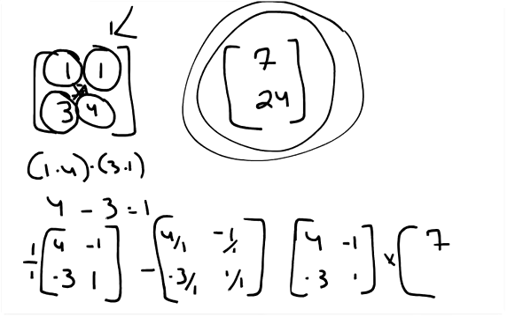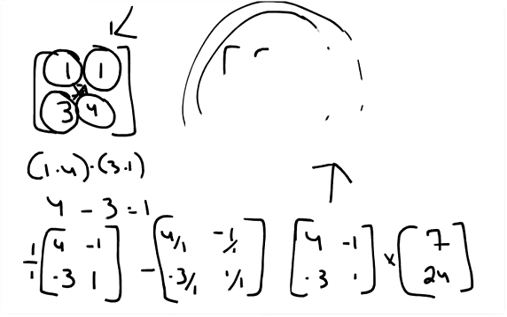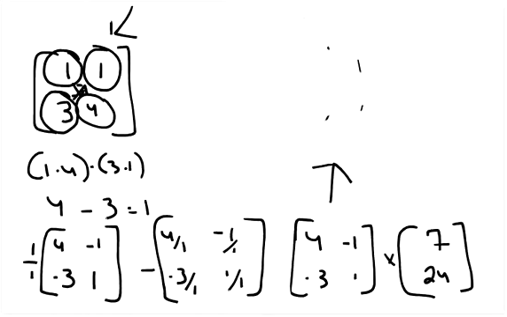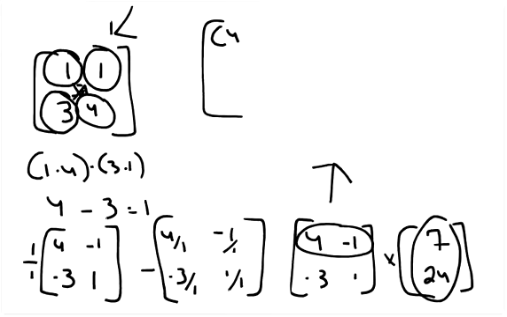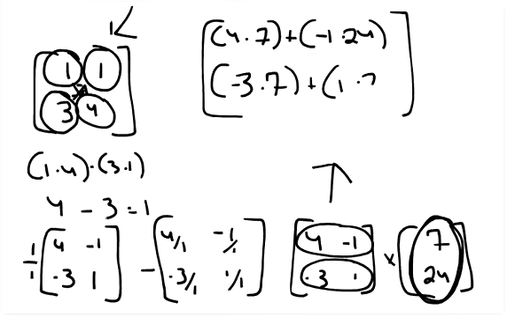So, 7, 24. And now we're going to put our answer up here. Let me give myself some room. Alright, so here's what we do. If you guys don't remember, we would multiply rows times columns. So this would be 4 times 7 plus negative 1 times 24. And then the other row times the same column. It would be negative 3 times 7 plus 1 times 24.